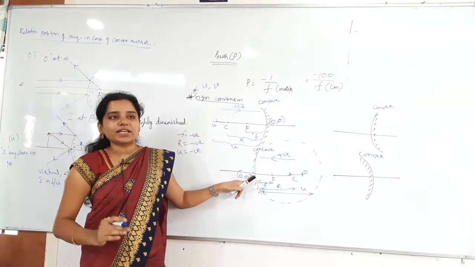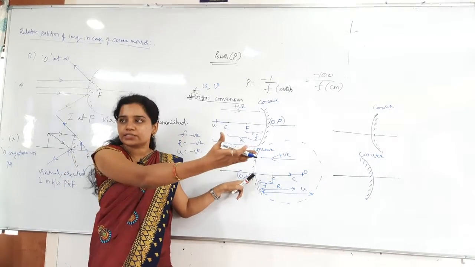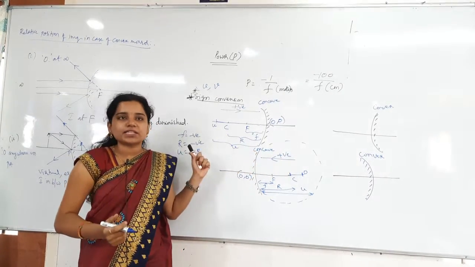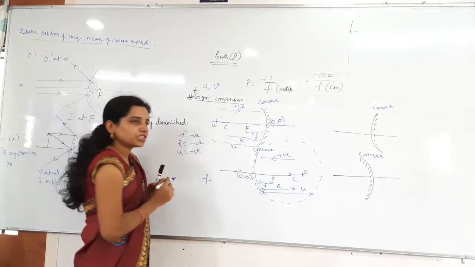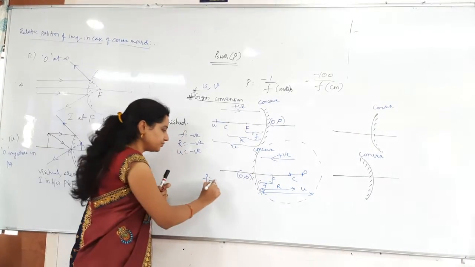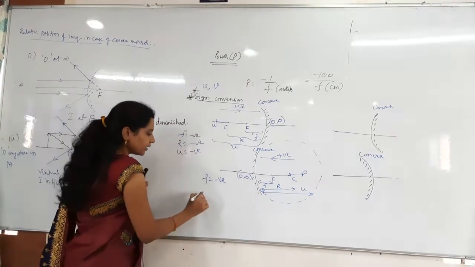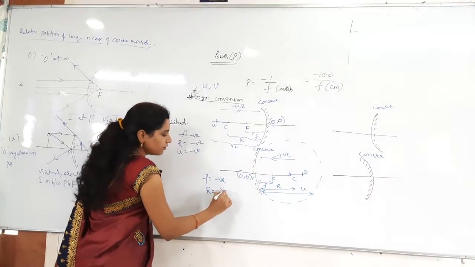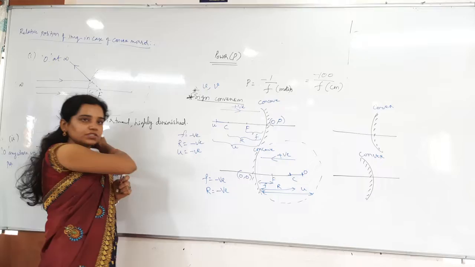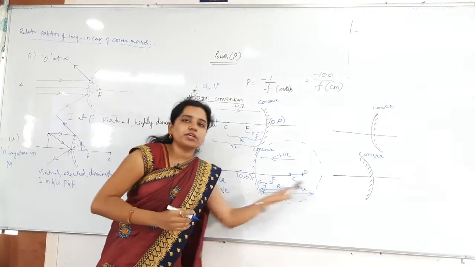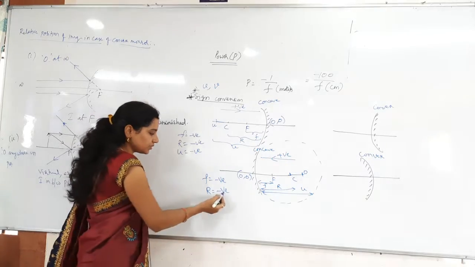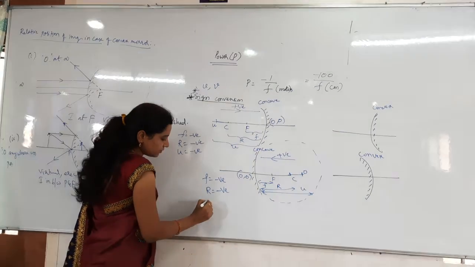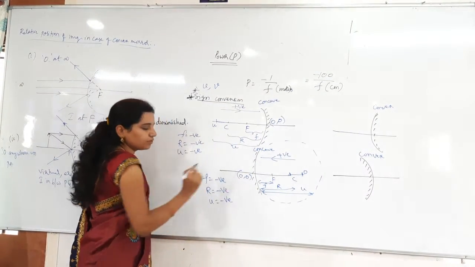In which direction will I travel? Right side direction. But the positive direction is which direction? Left side direction. So will the focal length be positive or negative? Negative. Then the radius will also be negative only. Why? Because my positive is this one and I am going in this direction, so it will obviously be negative only. Then next, U is also negative only.